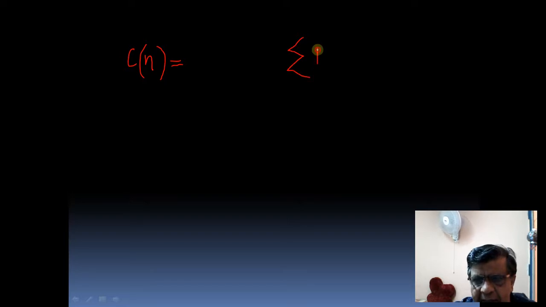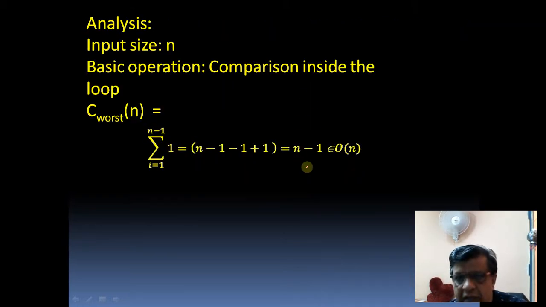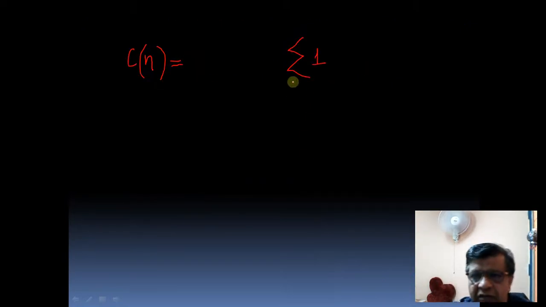Therefore we will write the count of the number of comparisons as a function of input size. There is only one comparison happening, summed between i plus 1 to n minus 1, while this is happening for i equal to 0 to n minus 2. This is happening like this.